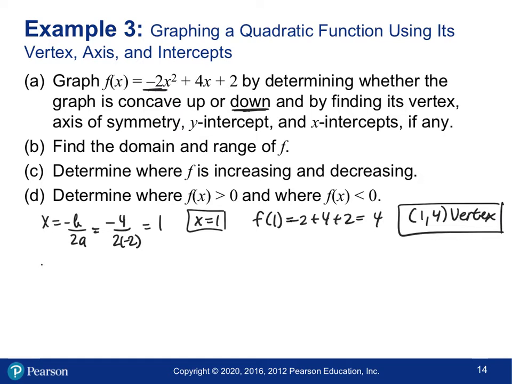All right, so if I make a table of values here, then I'm going to pick values on either side. So if I want (1, 4) to be the middle, this would be 0, -1, this would be 2, this would be 3. If I plug in 0, that gives me 2, so I know that that one's 2 also because it's symmetrical. I'll plug in -1, I believe we get -4.